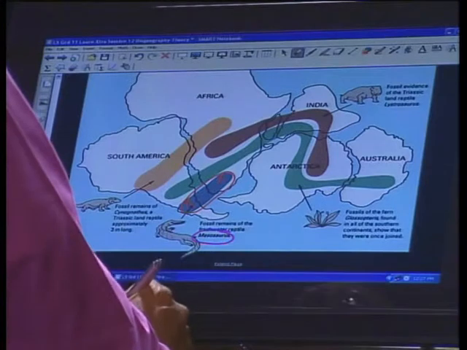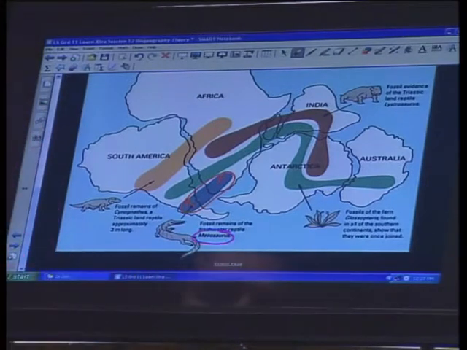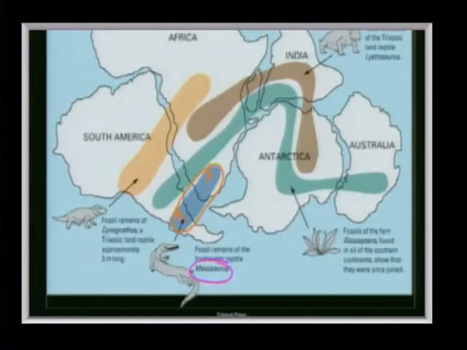And after a few million years, what had happened is that Africa and South America had separated, but the fossils of the Mesosaurus that died about 65 million years ago were still present in the soil of both of these continents. If we look at some other examples, we can see here we have the Glossopteris, which is a fern.